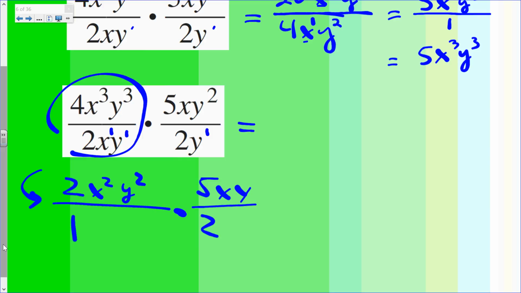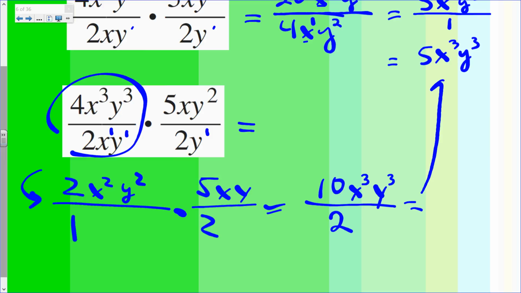Now I'll multiply. Fraction times fraction. Numerator times numerator, so 2 times 5 is 10. X to the 2nd times x to the 1st is x to the 3rd. That looks familiar. There it is. Y to the 2nd times y to the 1st, that's y to the 3rd. That looks familiar. There it is. Over denominator times denominator, which is 2. 10 divided by 2, put back over here, is 5. So just a different way of seeing it.